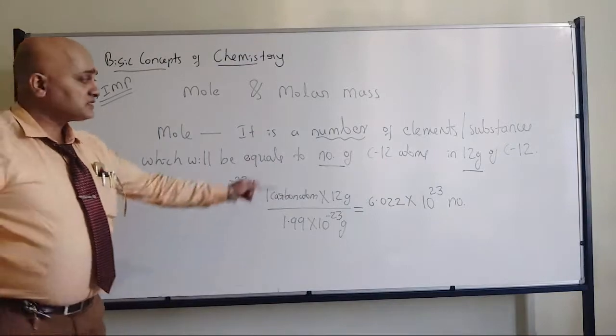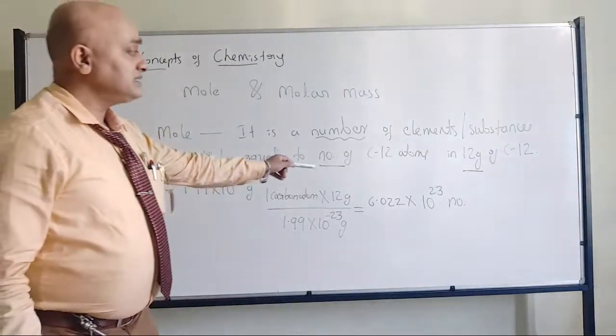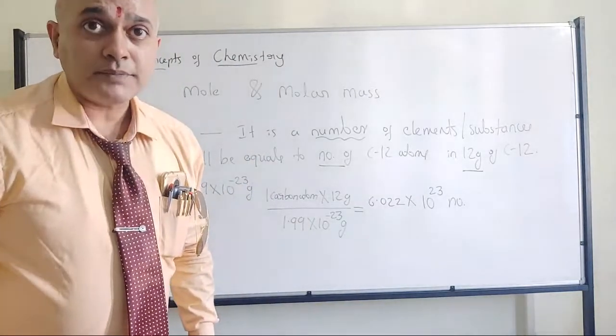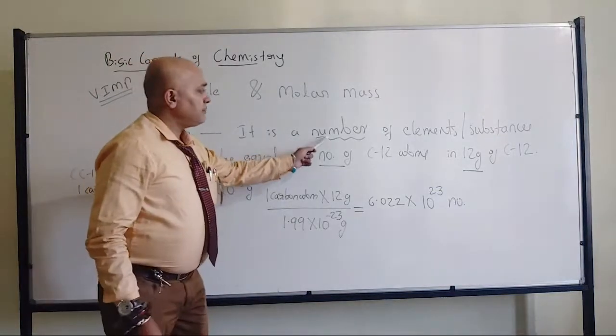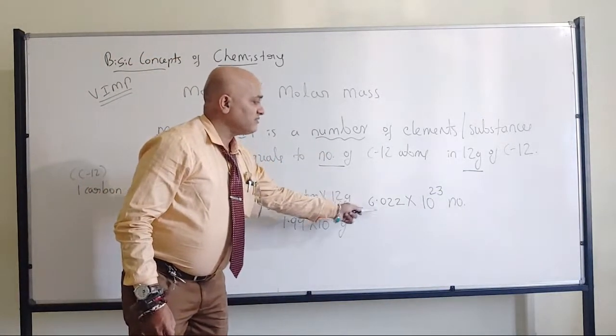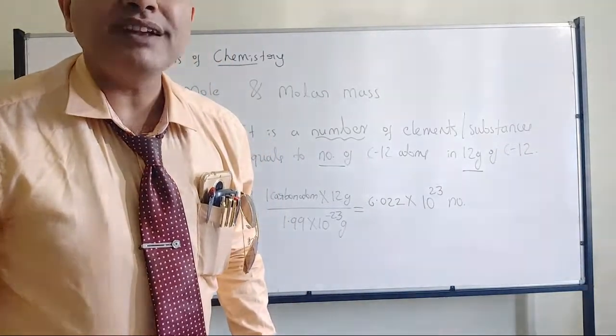Please remember, it is also called Avogadro's number. So what is that number? This number is 6.022 into 10 to the power of 23.